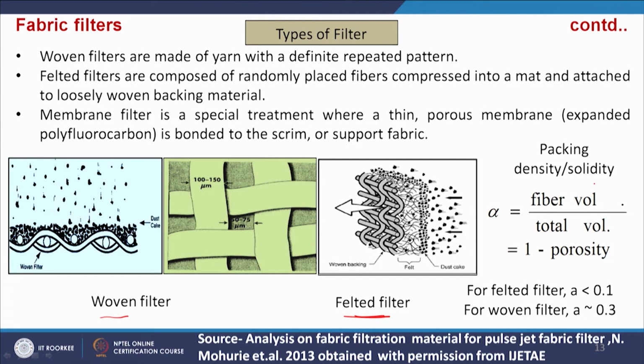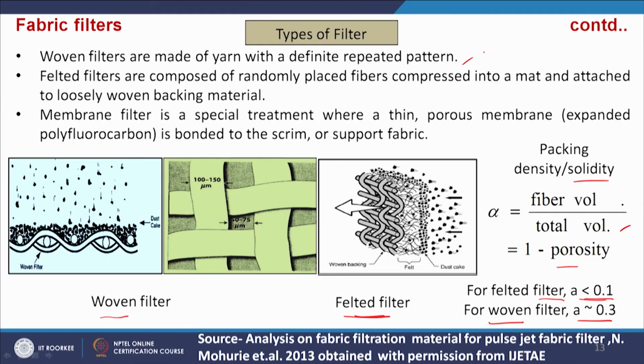Packing density, or solidity, is defined as the fiber volume by total volume, or 1 minus porosity. For felted filter this is less than 0.1, whereas for woven filter this is around 0.3. Woven filters are made of yarn with a definite repetitive pattern, and felted filters are composed of randomly placed fibers compressed into a mat and attached to loosely woven backing material.